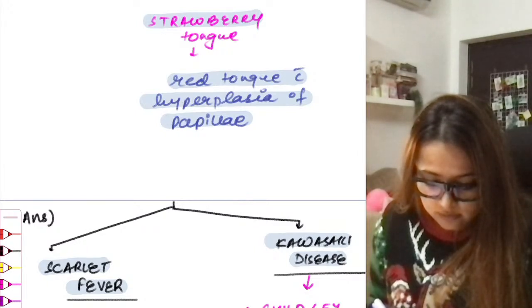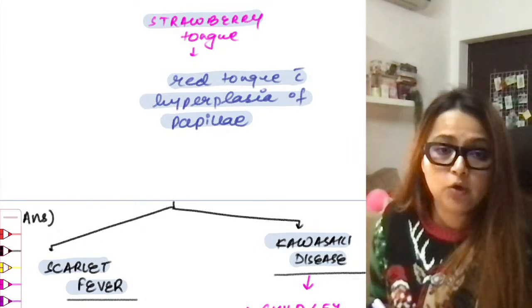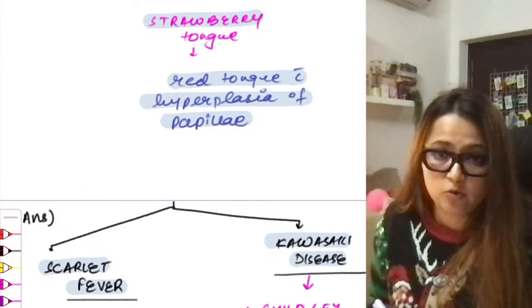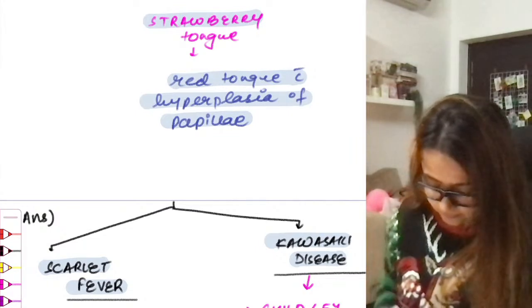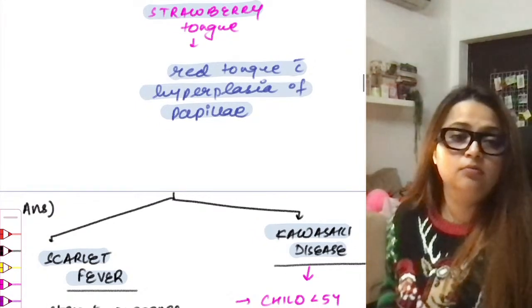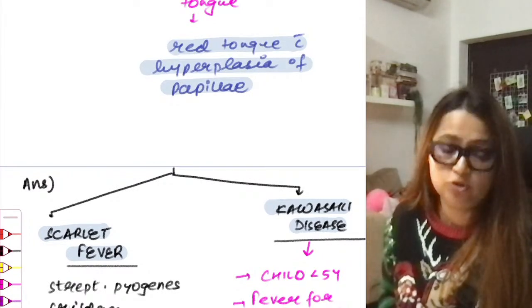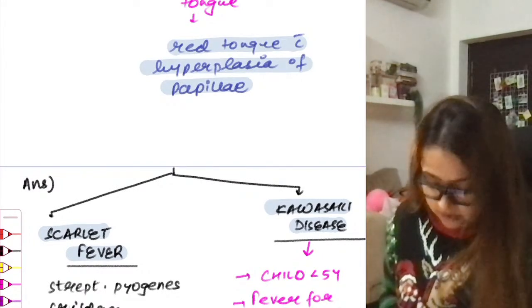Which infection is associated with scarlet fever? Your answer is? Which organism is associated with causing scarlet fever, guys? Your answer is group A Streptococcus. Okay, that is Streptococcus pyogenes. Streptococcus pyogenes, so remember this.